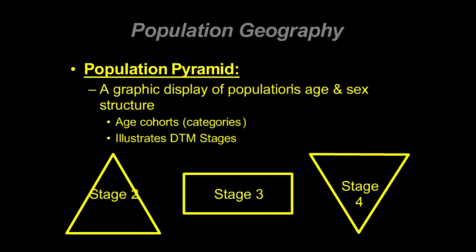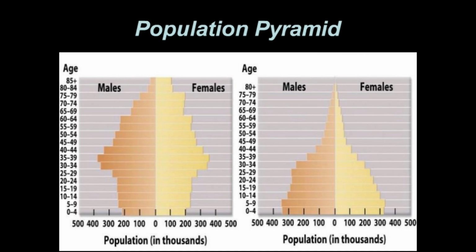So if we see this triangle shape that we see on the bottom left, that is very much a stage 2 country. So we have very high population growth due to high birth rates, lower death rates. Next up, stage 3. Stage 3 population growth starts to go down as we have decreasing birth rates, decreasing death rates. And then stage 4 is kind of an inverse of that, kind of an upside down triangle. And so if we see a shape like that, that is an example of a stage 4 developed country.